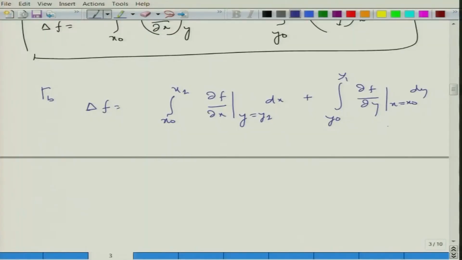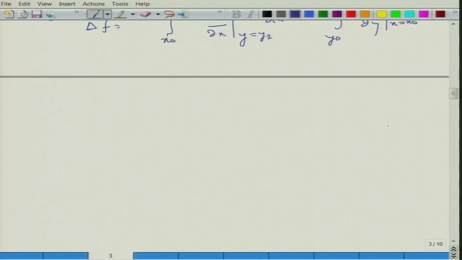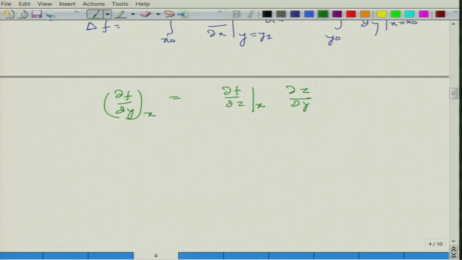Now, let us further continue this exercise and try to develop a relation, something called the chain rule, as well as the inverse rule. This is relevant in a variety of different calculations which we are going to do. So, let me start with the inverse rule. del f by del y at constant x can be written as, if f is also a function of z, then I can write it as del f by del z at x, times del z by del y at x.